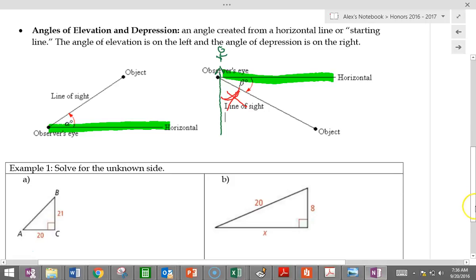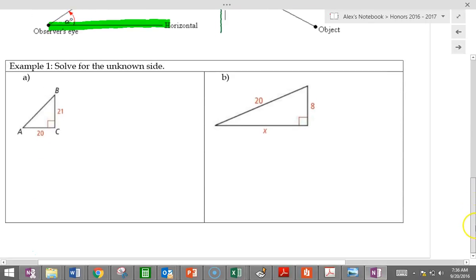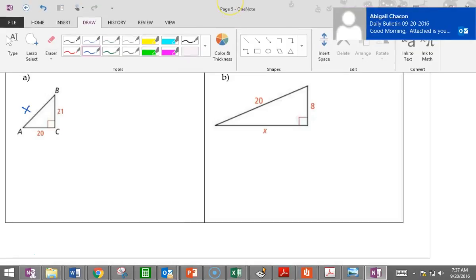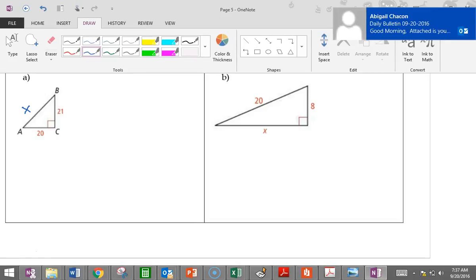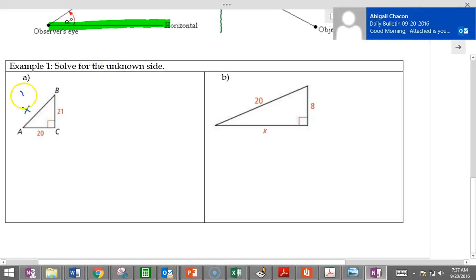Alright, so let's look at just a few problems today. The problems we're going to look at have to do with the Pythagorean theorem, and we're going to solve for the unknown side. So if I look at example A, this is the side I'm solving for. There's x. The most important part when you're solving with the Pythagorean theorem is knowing whether you're solving for your leg or for your hypotenuse. Here, I'm solving for my hypotenuse.